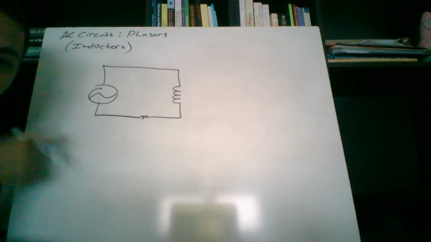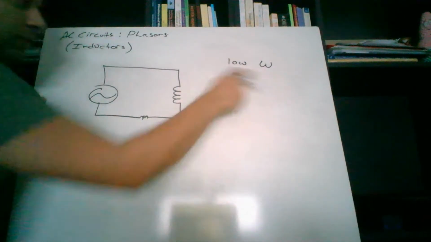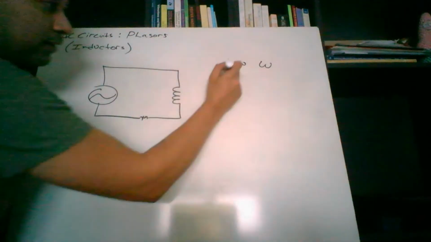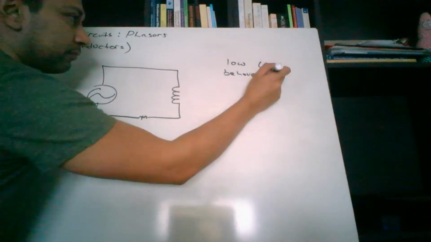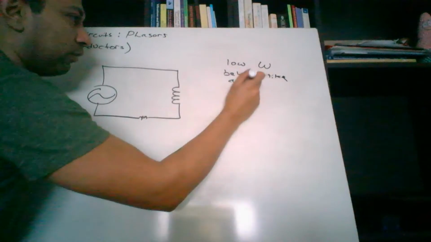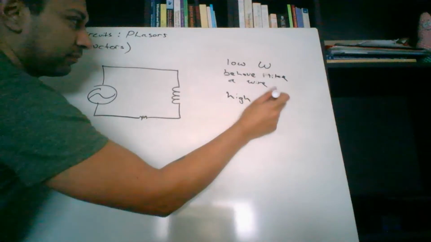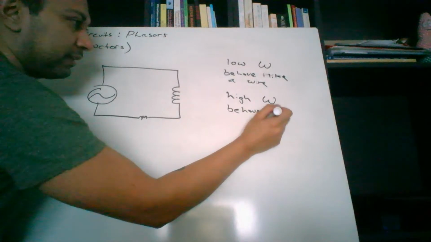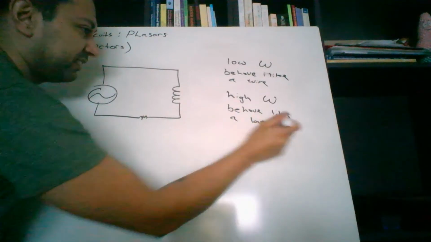And with an inductor, the opposite is going to happen. With low angular frequency, the inductor is going to behave like a wire. Whereas with high angular frequency, it will behave like a large resistor.